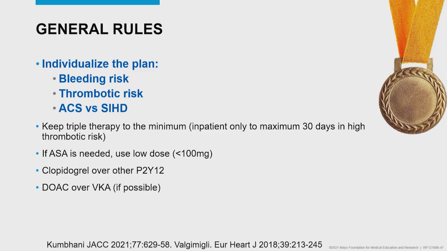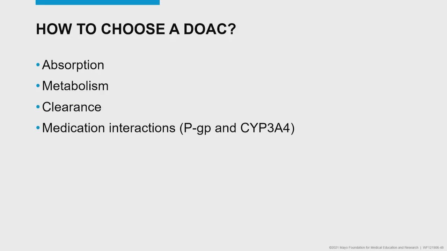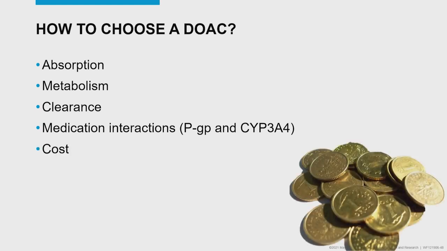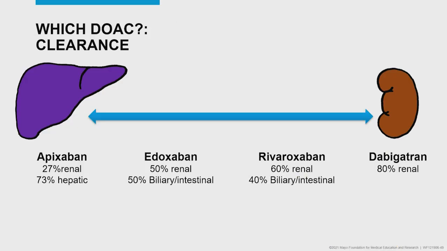because of the indication. How we choose a DOAC: if we have a patient that needs to be on one, we have to take into consideration absorption, metabolism, clearance, and medication interactions. And finally, a lot of patients have to choose based on cost. If we take into consideration clearance, remember that dabigatran has the highest renal excretion, so patients with renal disease will have a possibility of having higher bleeding risk and accumulating levels of dabigatran in the system.